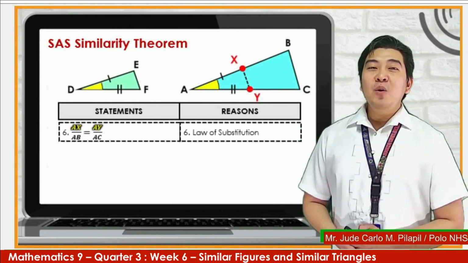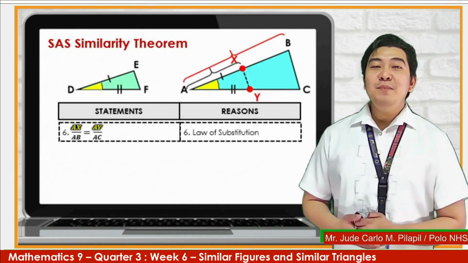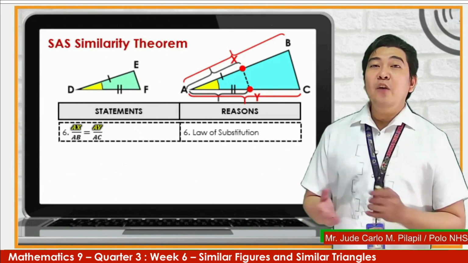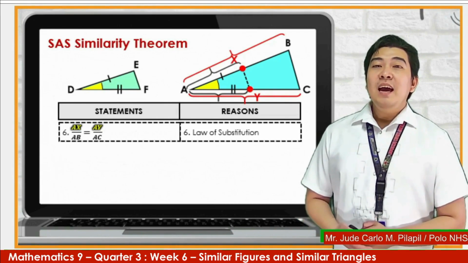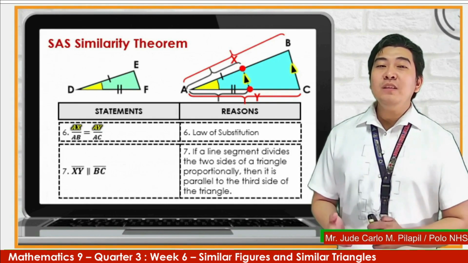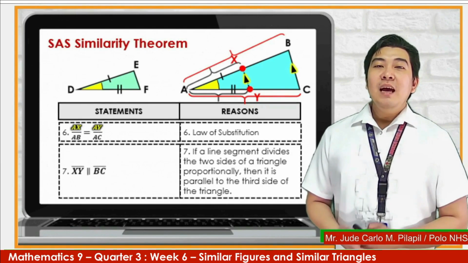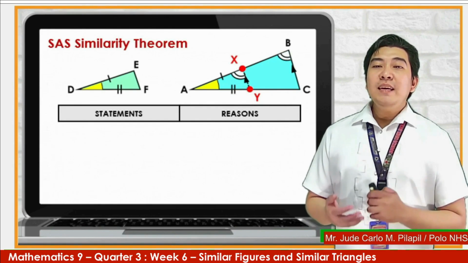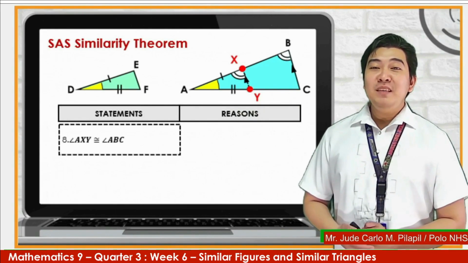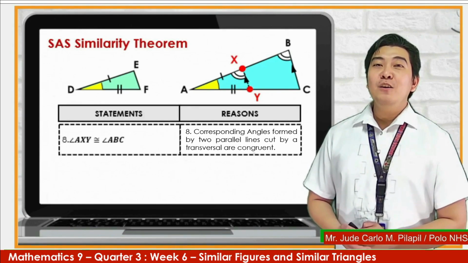If you can see, the ratio of the side AX of triangle AXY and side AB of the bigger triangle ABC forms a proportion with side AY of triangle AXY and side AC of the bigger triangle ABC. Hence, we can say that segment XY is parallel to segment BC because if a line segment divides two sides of a triangle proportionally, then it is parallel to the third side of the triangle. Out of the parallel sides XY and BC, we can say that the corresponding angles, angle AXY is congruent to angle ABC. The reason? The corresponding angles formed by two parallel lines cut by a transversal are congruent.